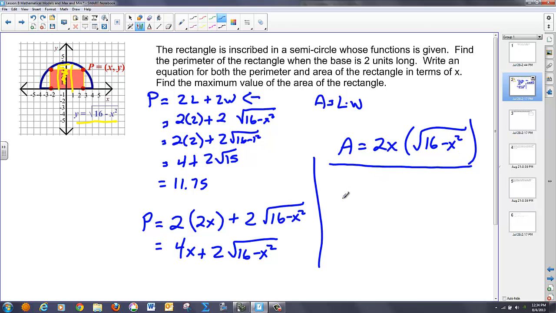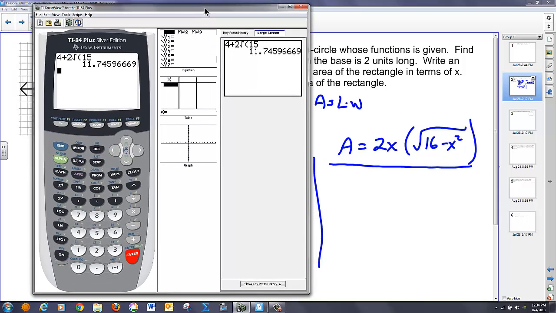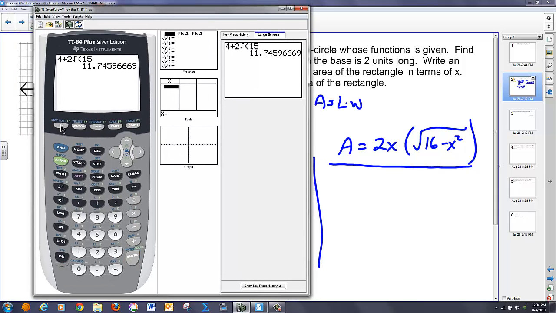The way we're going to do this is graph the function. And the function we're going to graph is this function 2x times the square root of 16 minus x squared. So let's get that calculator out. Move it over here. And we're going to go to y equals. We're going to graph 2x times square root of 16 minus x squared.